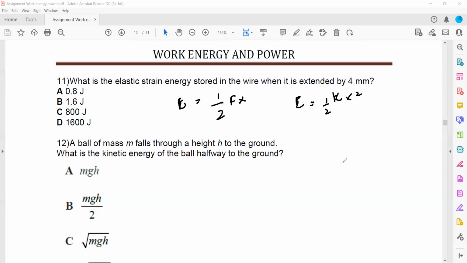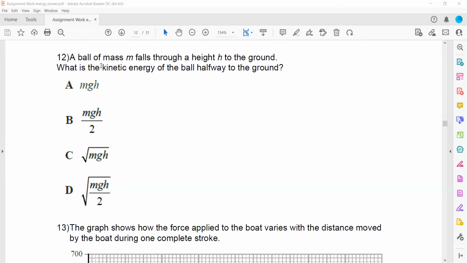Or, because F is equal to kx, x is equal to F divided by k. In that case, the energy will be equal to half F square over k. But we need another thing, because we cannot find it only from extension. We need either a force or a spring constant. The question is not complete. The figure is missing from this.